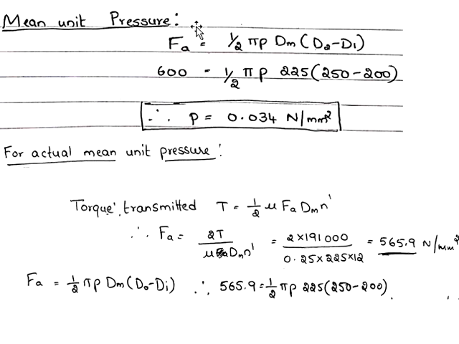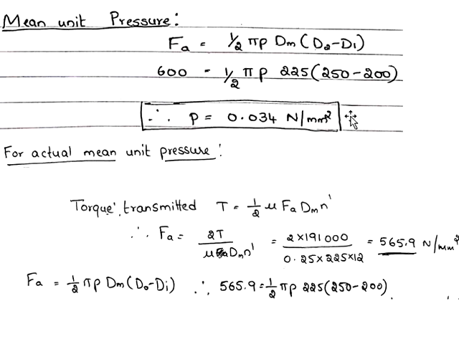In this FA equation, FA is given in the question, 600 pi. P is the mean unit pressure, that is unknown. DM value is 225. I know both D1 and D2. Substitute all the values. You will get mean unit pressure as 0.034 Newton per mm square.